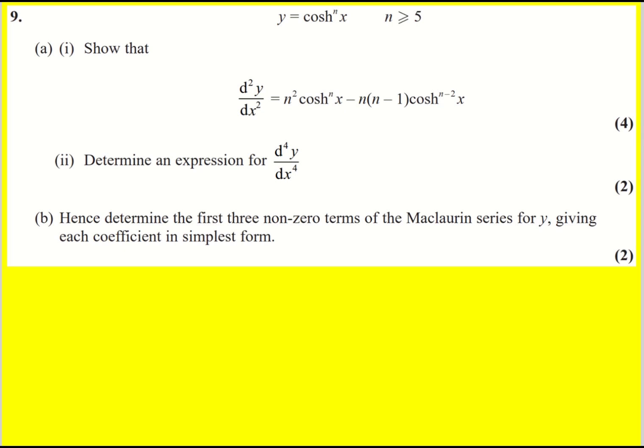Hey, I love this question. We're going to work out the first three non-zero terms in the Maclaurin series for cosh x to the power of n. First up, we're asked to show the second derivative is given by this.